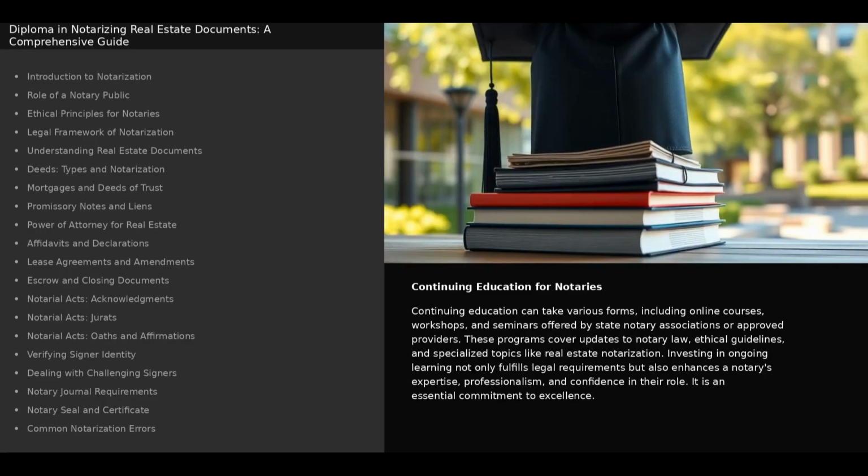Continuing education can take various forms, including online courses, workshops, and seminars offered by state notary associations or approved providers. These programs cover updates to notary law, ethical guidelines, and specialized topics like real estate notarization. Investing in ongoing learning not only fulfills legal requirements, but also enhances a notary's expertise, professionalism, and confidence in their role. It is an essential commitment to excellence.